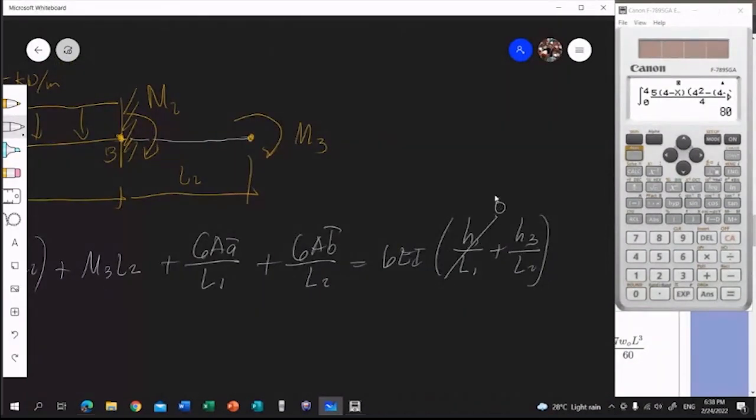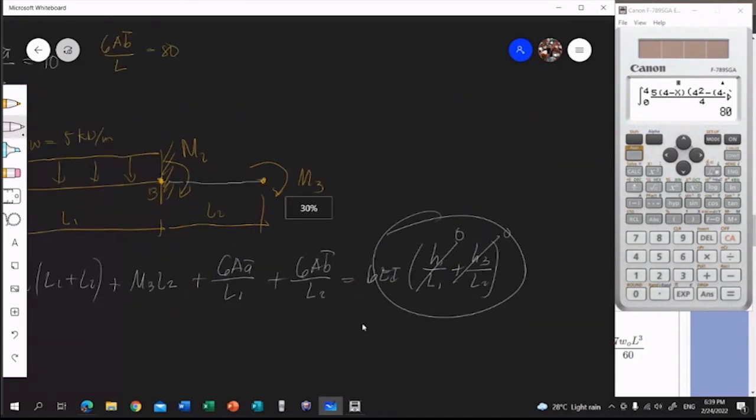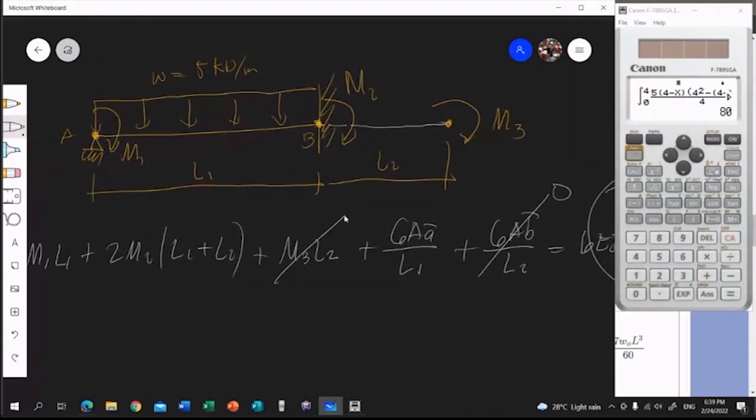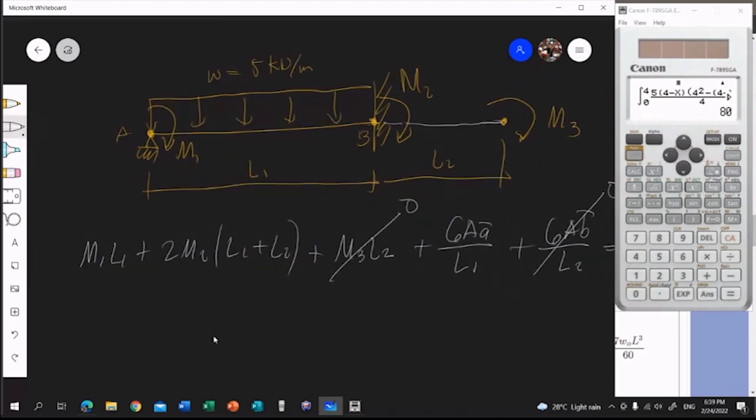This is 0. And since M3, this point and this span are also imaginary, the difference between the elevation of point 2 and point 3 is also 0. This is also 0. So technically, all of this is 0. L2 is also 0, because it is imaginary.